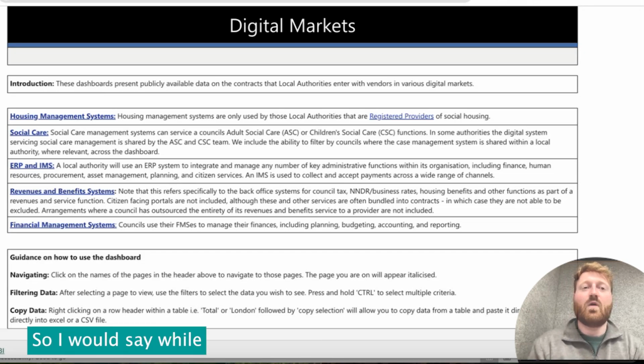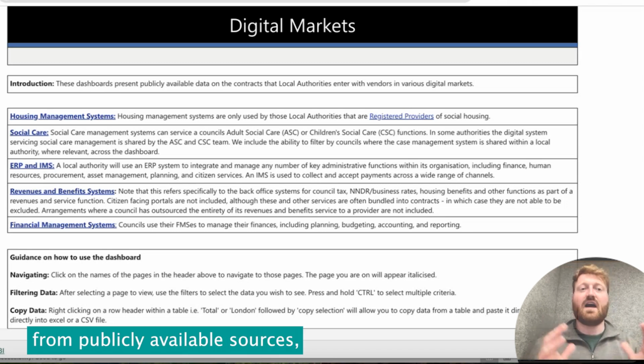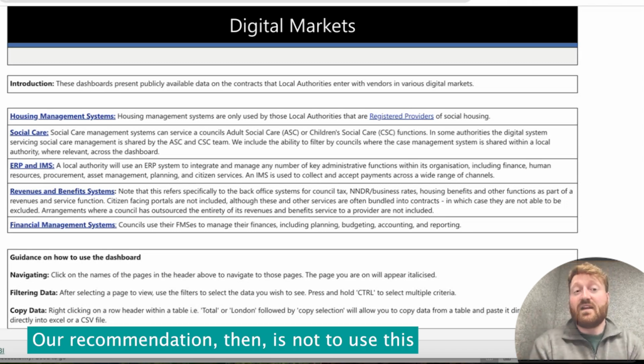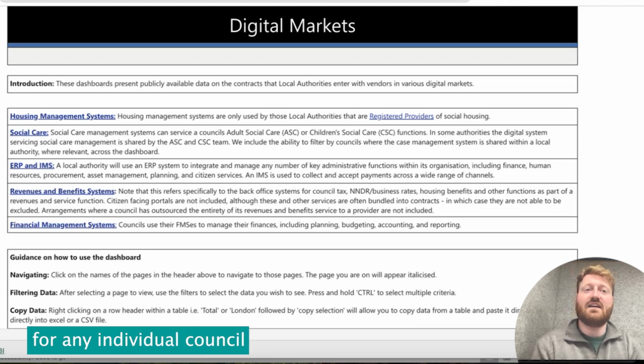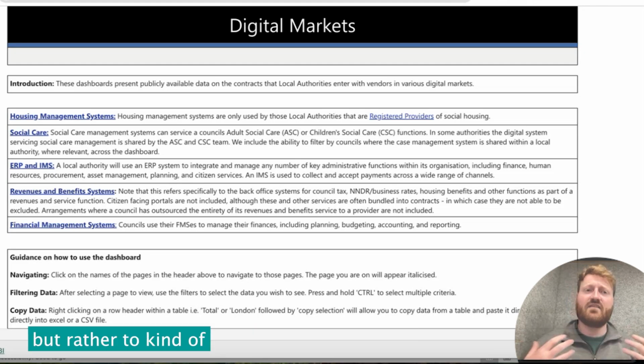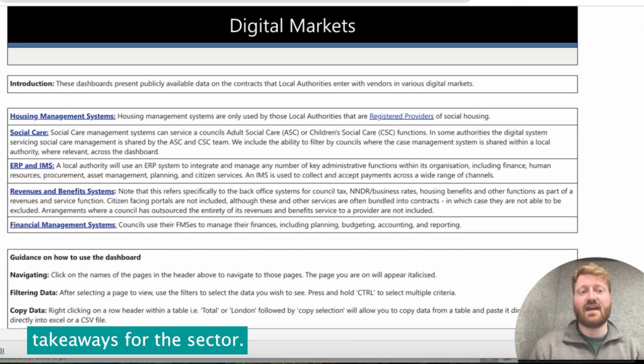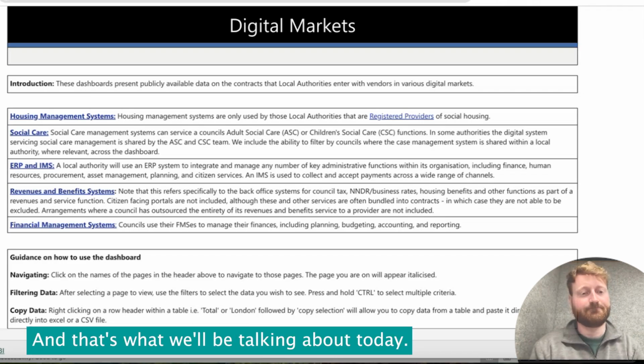So I would say, while this is the best possible data that can be captured from publicly available sources, it will not be perfect. Our recommendation then is not to use this for any individual council or any individual supplier, but rather to indicate broader trends and broader takeaways for the sector. And that's what we'll be talking about today.